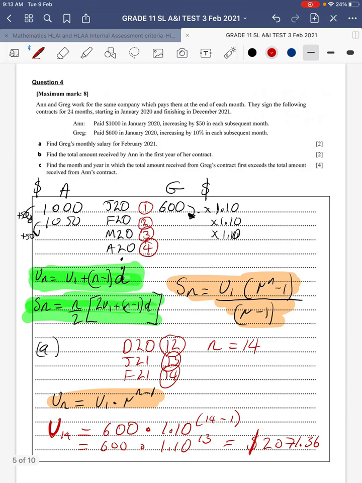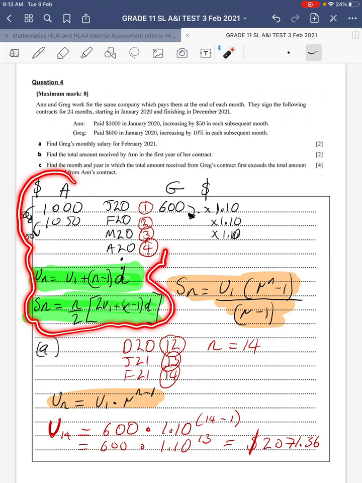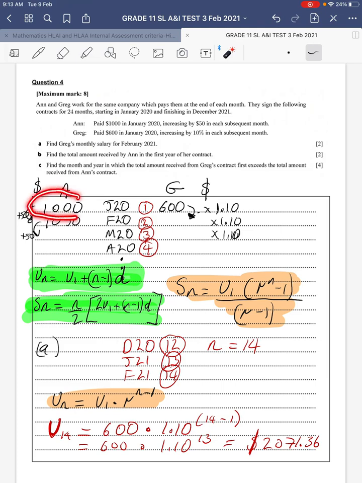And now we're going to answer part B. Find the total amount received by Anne in the first year of her contract. Okay, so here's Anne. Remember, Anne's on an arithmetic sequence, and we want the total received in the first year. So that's 12 months. Think about what u of 1 is here. Think about what d is. And we want 12 months.